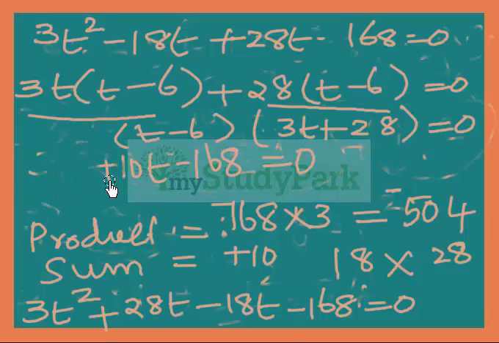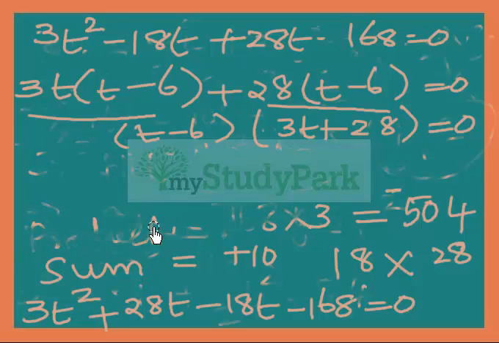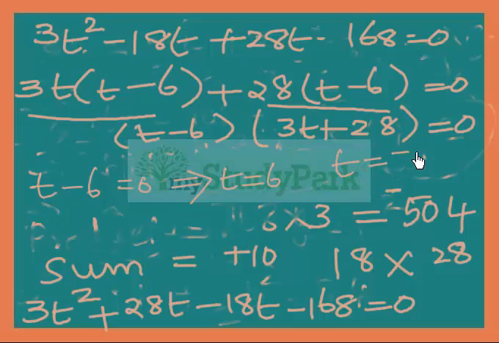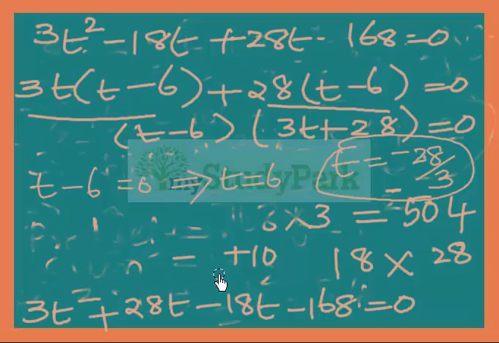So in this case, since it is time, it can always be positive, and it cannot be negative. So you can safely say that t minus 6 equal to 0, which implies t equal to 6 will be the answer. Otherwise, t equals minus 28 divided by 3 is a negative number, and you don't consider a negative number. So you got t minus 6 equal to 0, and which gives you t equal to 6.